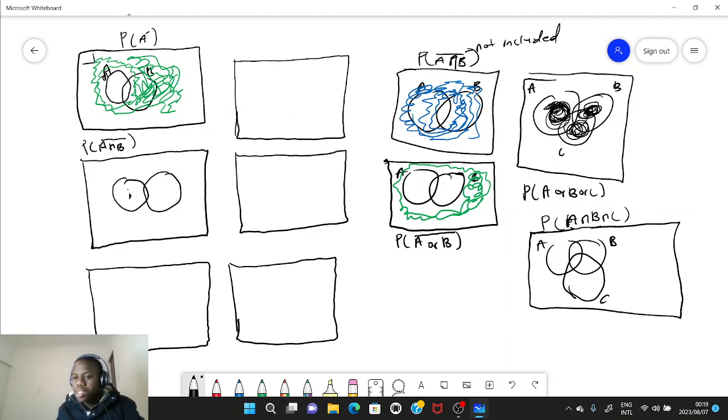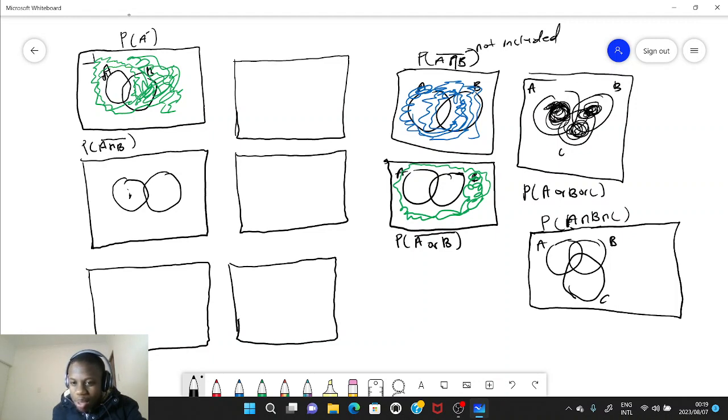Looking at this portion, I cannot include it because, if you look very well, this is the intersection of A and B only. But I want the intersection of A, B and C also, so I'm not going to consider this intersection. Let's look at this intersection: it is the intersection of A and C. So I cannot consider it, because I want where all of the circles intersect. The same thing applies here, it's B and C, so I won't consider it.